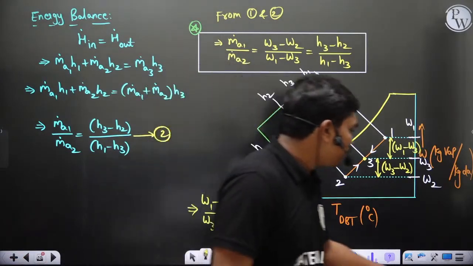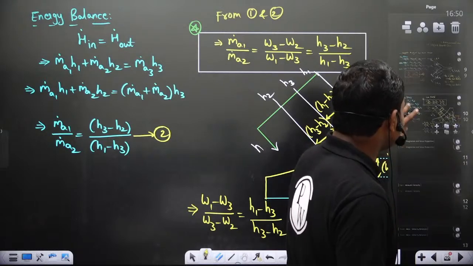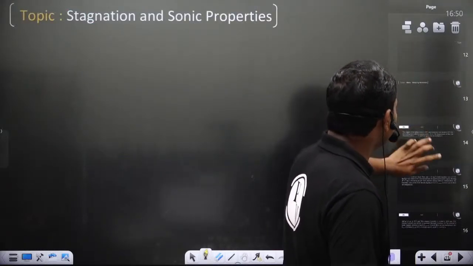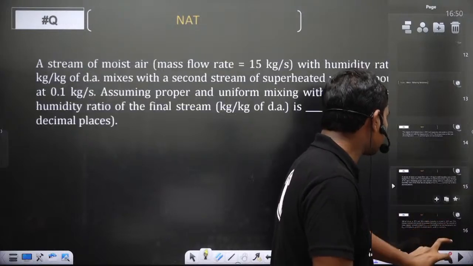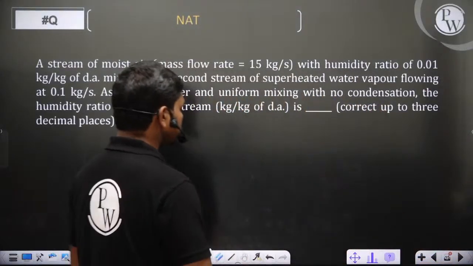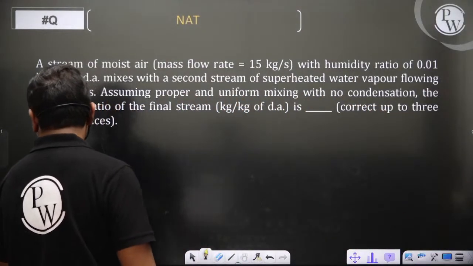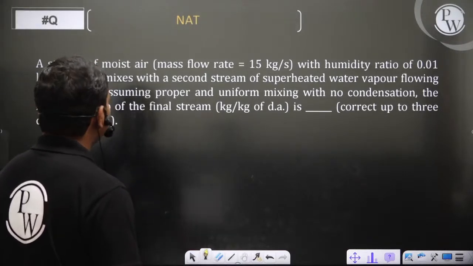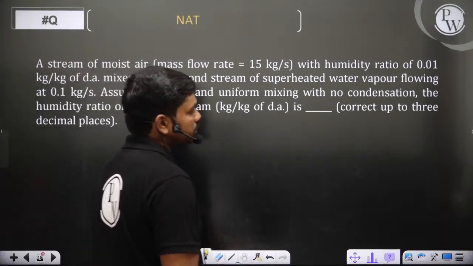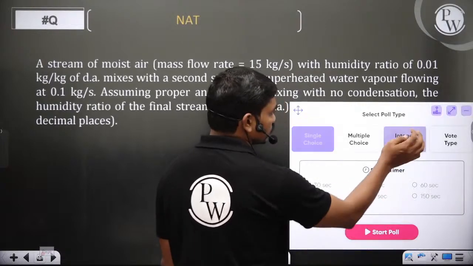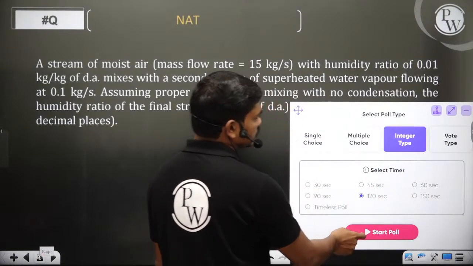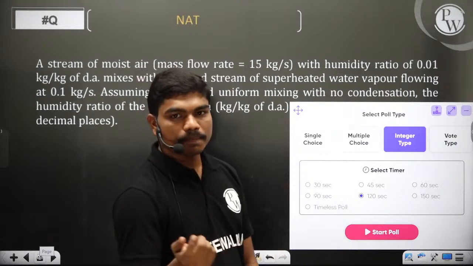Now let's see, we have some problems before going for compressible flows. Yes, this is compressible flows. Fine, we'll go, but come on, solve this question. Is there anything I can do? Humidity ratio of the final stream. I think I cannot conduct a poll because the vote type is not there. Anyway, I'm giving some 120 seconds.